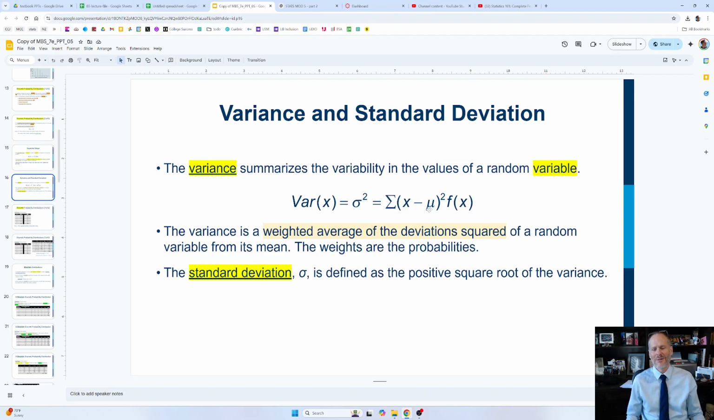So here is the symbol, the Greek letter mu, and that is the representation of the mean for a population, and if it's for a sample, it'd be x bar. So we take each data point and subtract the mean from it. We take each data point, subtract the mean, and then we square it, and then we multiply it by the probability for that data point, and then we add all those up.